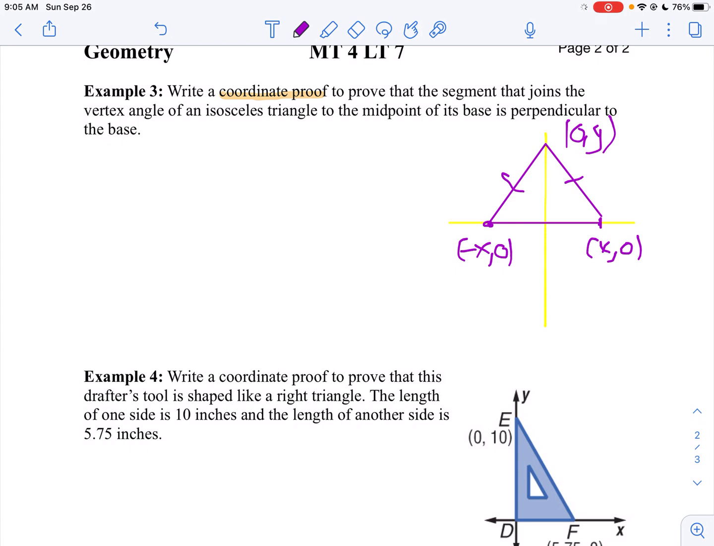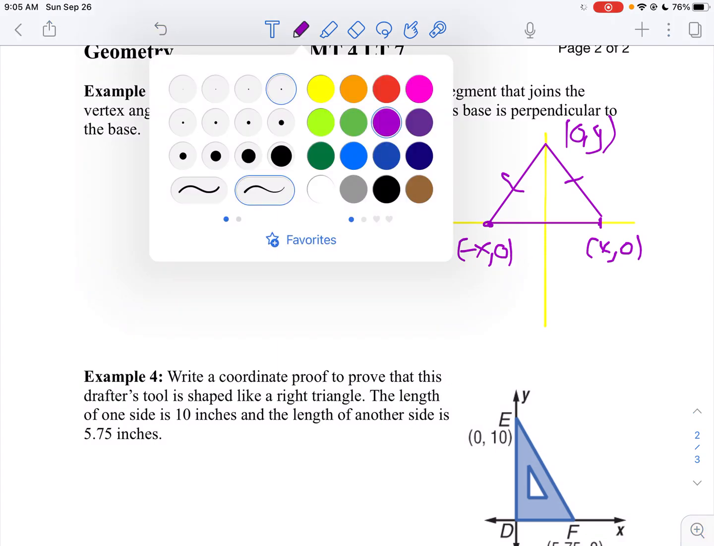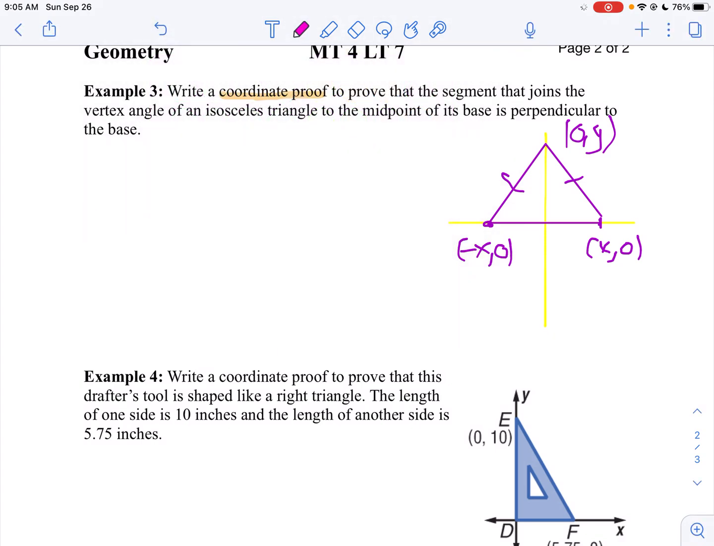Now, I want to look at the segment that bisects the vertex angle, that joins the vertex angle to the midpoint of its opposite side. So I'm going to go from 0, y down to 0, 0. That's that segment I'm looking at.